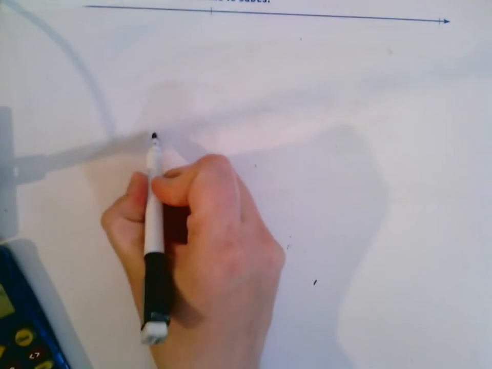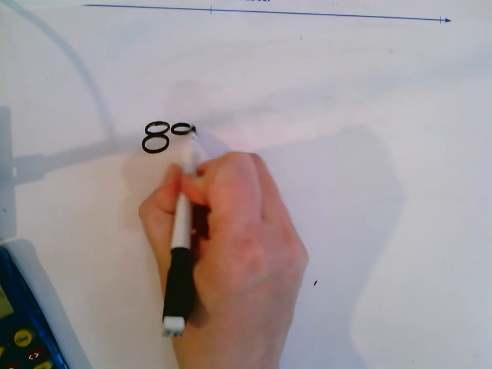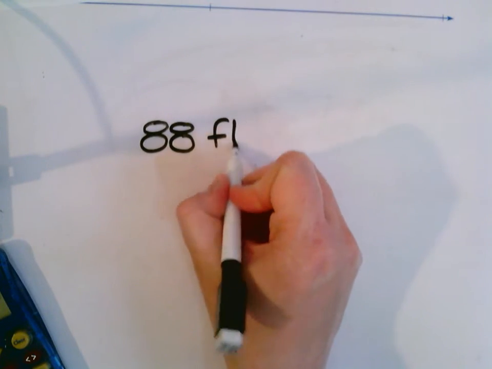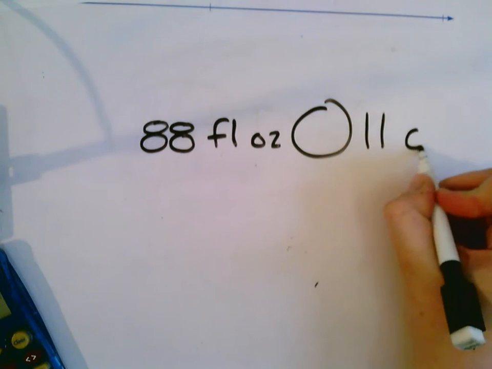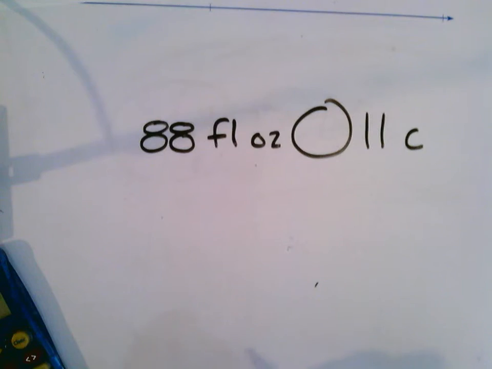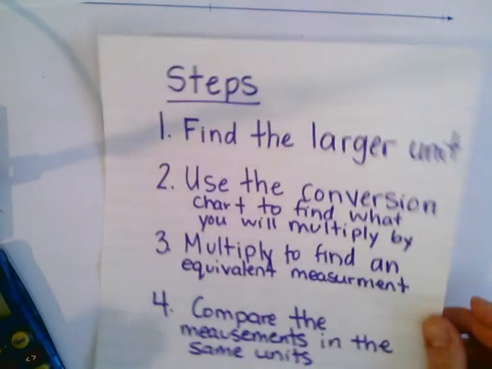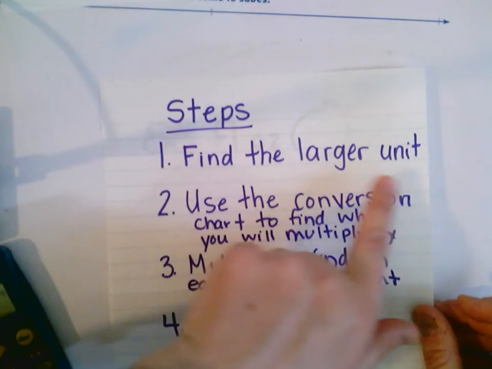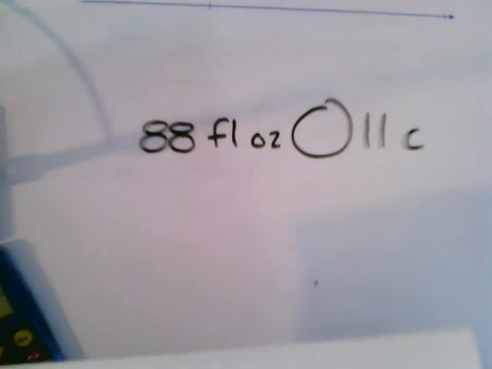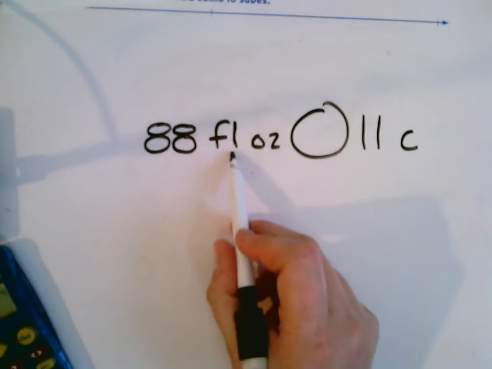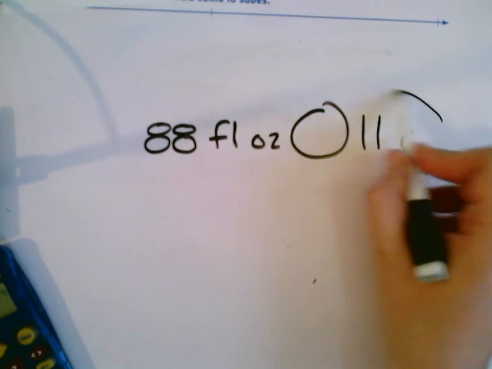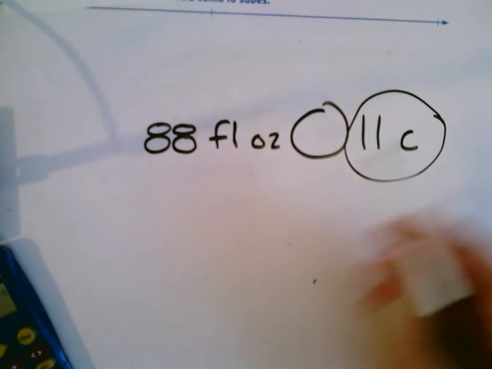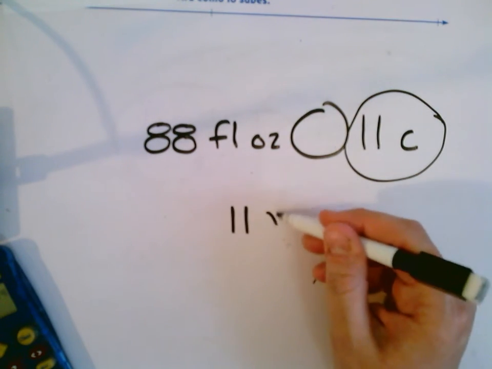Okay, the next one is 88 fluid ounces, and we're going to compare that to 11 cups. So here are my steps again. The first step is I'm going to find the larger unit. What's larger, fluid ounces or cups? That's right, cups are larger. So I'm going to circle that one. That's what I'm going to multiply with. I'm going to be multiplying 11 times something.